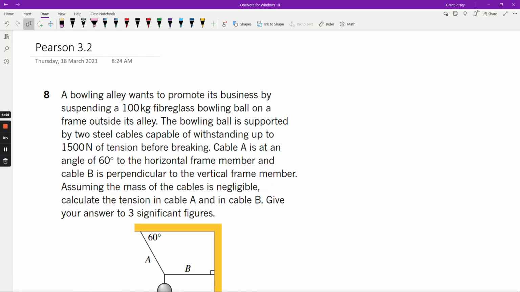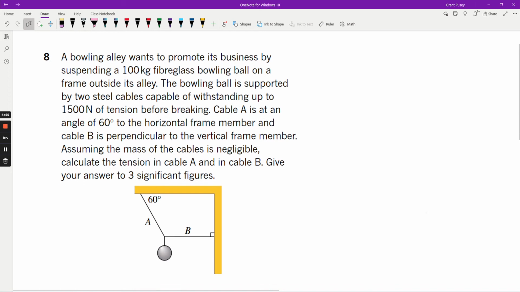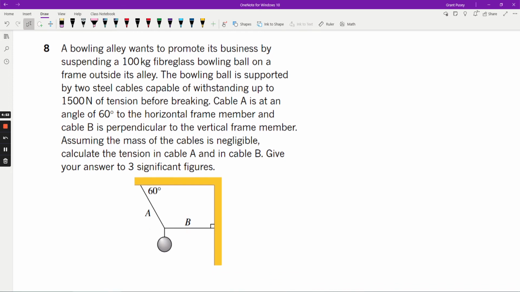Okay, so we're looking at Pearson Year 12 textbook, chapter 3.2, question 8. You've got a sign that's been strung by two different cables. The system's in equilibrium. So if we have a look at this diagram at the bottom, what you've got is a tension force acting up and to the left, and we've got another tension force that's acting perfectly horizontal.